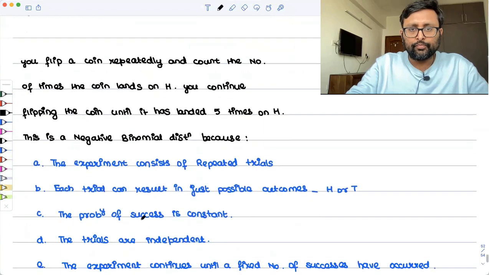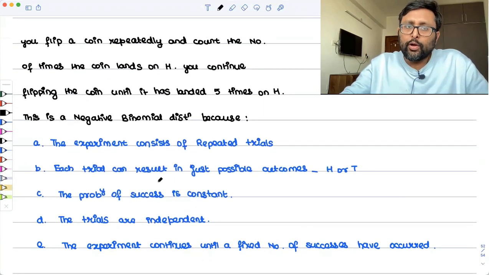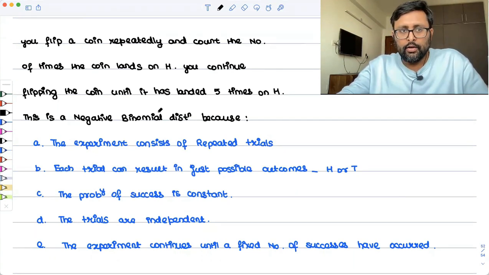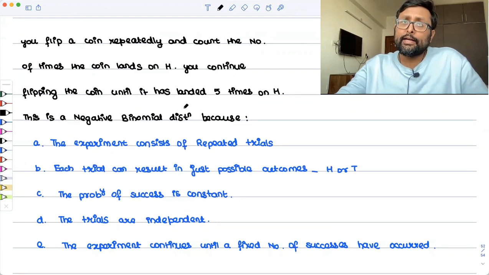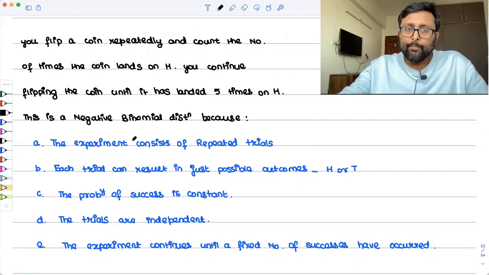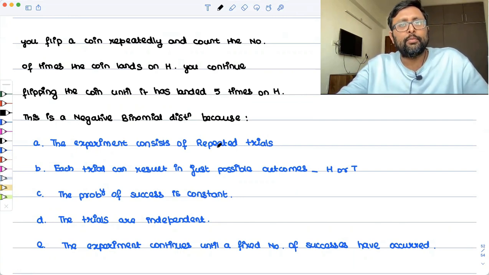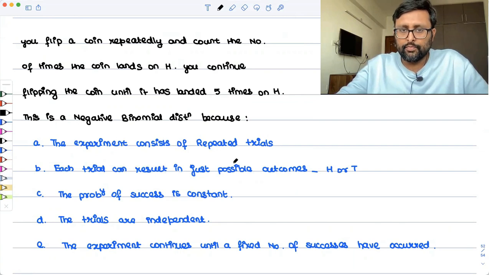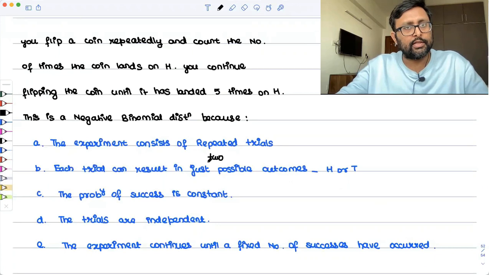For example, you flip a coin repeatedly and you count the number of times the coin is going to land on head. You continue flipping the coin until it has landed 5 times on head. This is negative binomial. Why? The experiment consisted of repeated trials. Yes, you'll be repeating the experiment till you are going to get 5 heads. Each trial can result in just 2 possible outcomes, head or tail, success or failure.